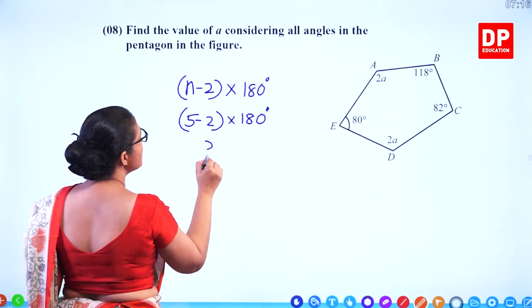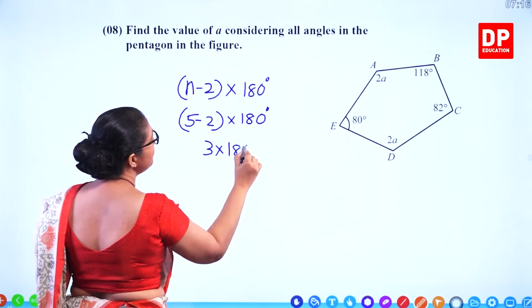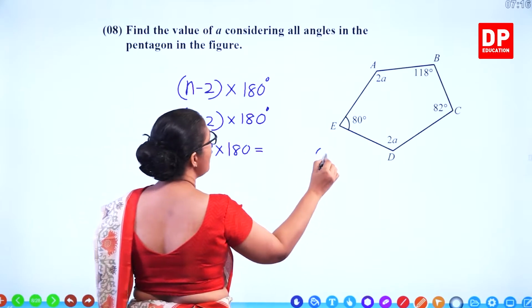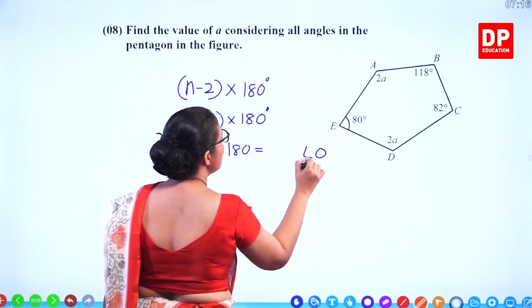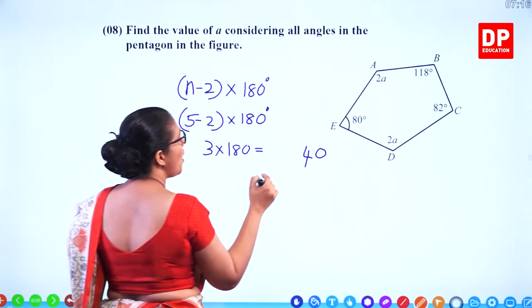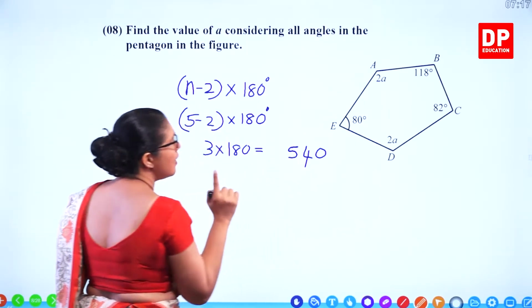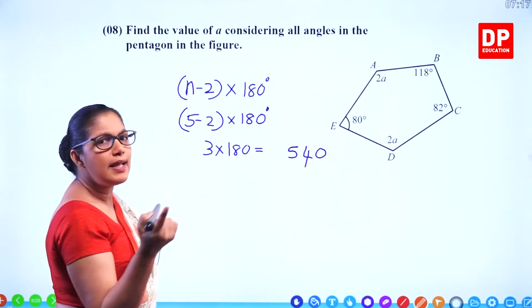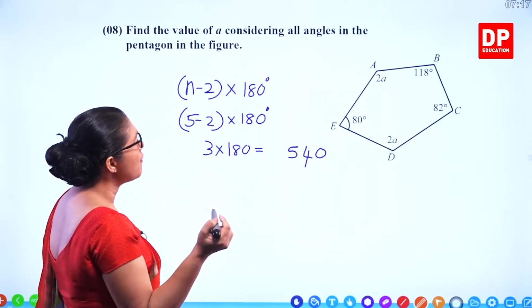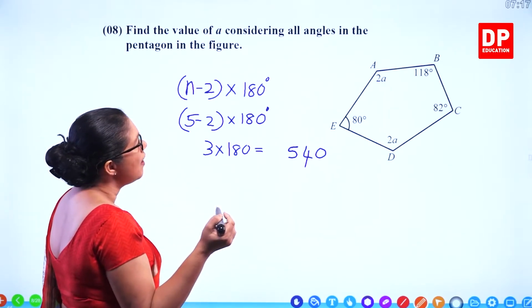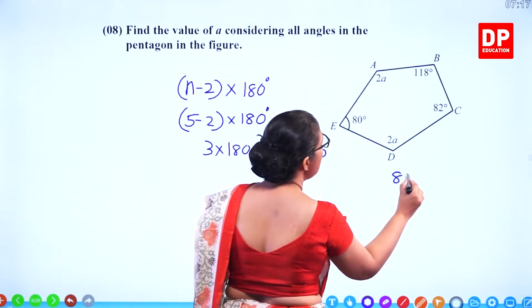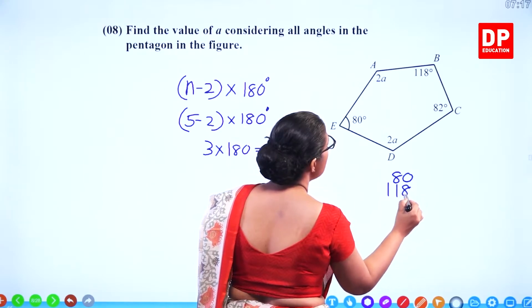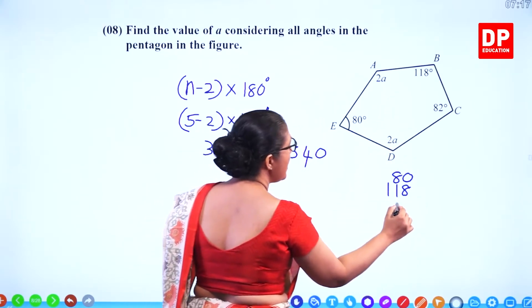So 3 times 180. 3 times 0, 0. 3 times 8, 24 and 2 remaining. 3 times 1, 3 plus 2, 5. That's 540. Now you can add and equate the angles to 540 and you can easily find the a value. So what are these angles? 80, 180, 118 and 82.